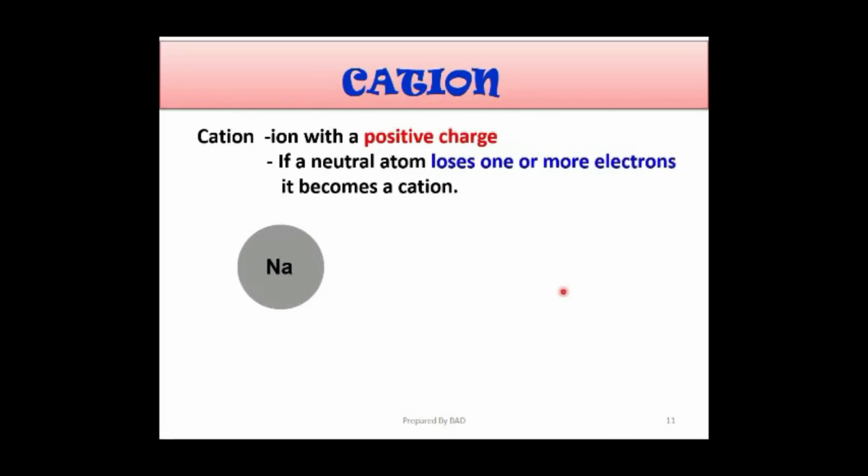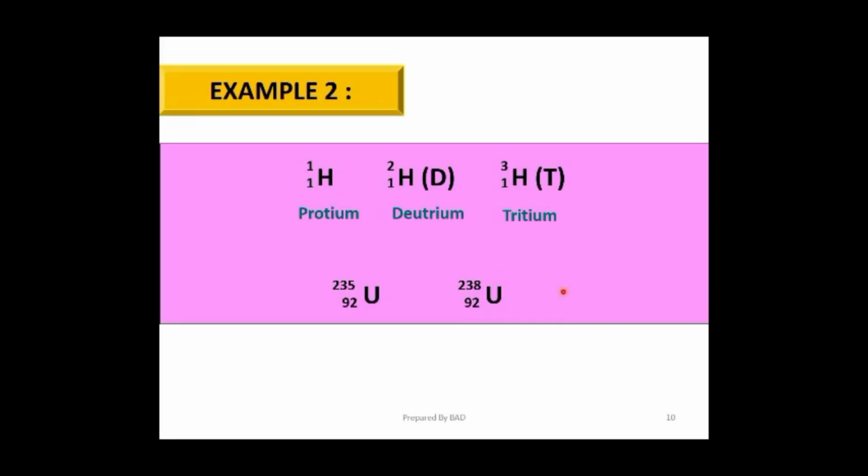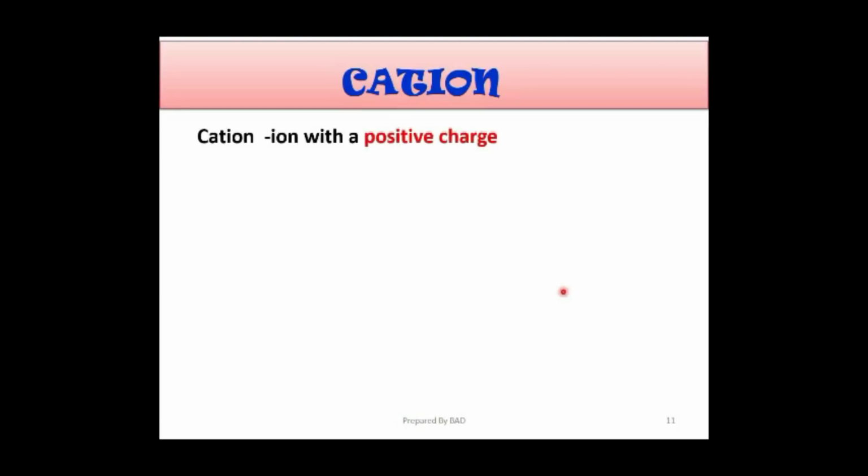Then we go to ion. What is the difference between ion and atom? Ions have charge, either positive or negative charge. Why do they have positive charge and negative charge? That depends on the number of protons and electrons. So for an ion, the number of protons is not equal to the number of electrons.